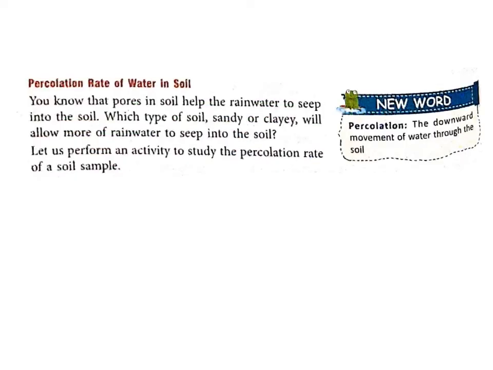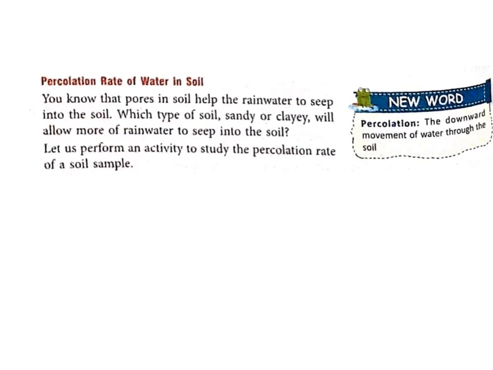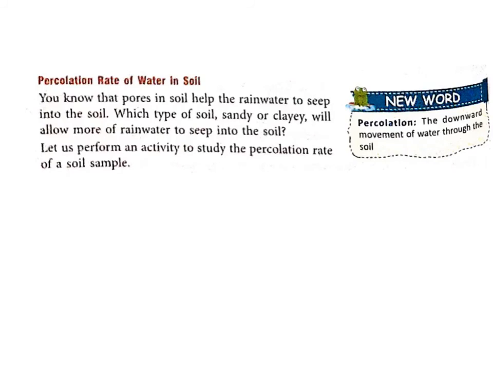Children, now let us study this new word, percolation. Percolation, the downward movement of water through the soil, is called percolation. So in the previous activity, we studied about percolation rate. So let us continue. Percolation rate of water in soil.